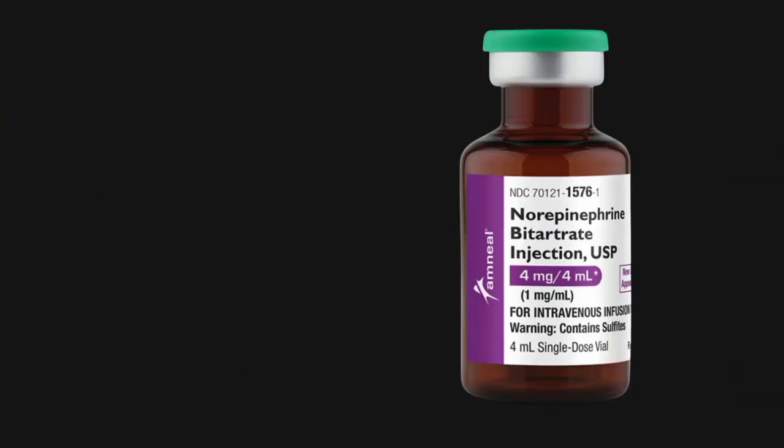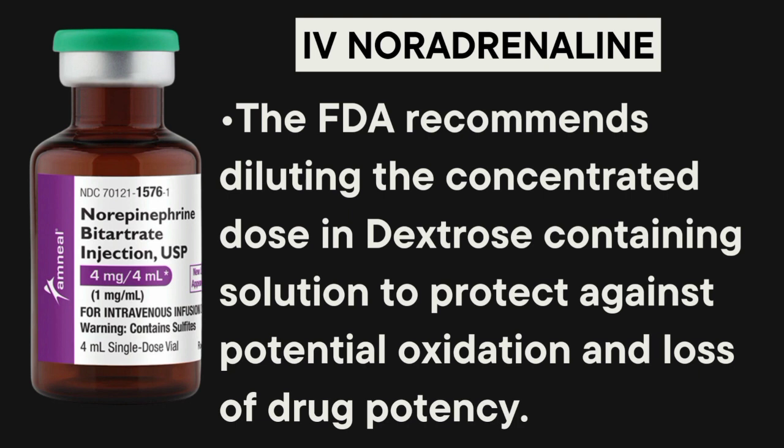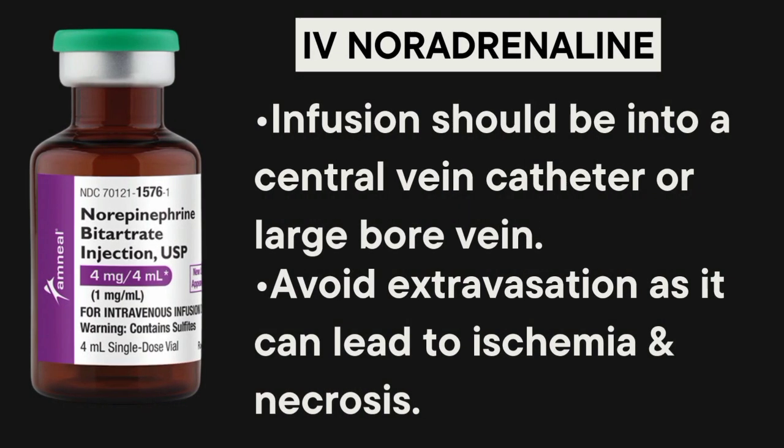The FDA recommends diluting the concentrated dose in dextrose-containing solution to protect against potential oxidation and subsequent loss of drug potency. The FDA expressly recommends against using normal saline as the sole diluent. The diluted solution should be infused into a central vein catheter or large bore vein. If you are using a peripheral line, an upper extremity vein, preferably the antecubital, is recommended. Also, avoid extravasation as it can lead to ischemia and necrosis.